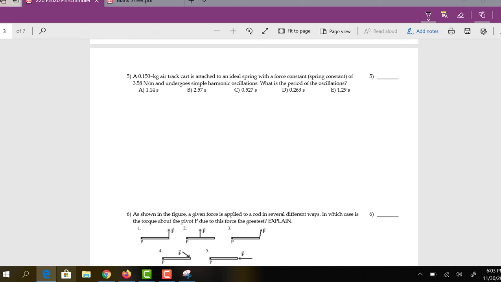Okay. So we have a cart attached to an ideal spring, force constant, there's a spring constant. Undergo simple harmonic motion. What's the period? Okay. So the whole point of simple harmonic motion is, if they tell you it's simple harmonic motion, it's a mass on a spring. The period is 2 pi square root of m over k.